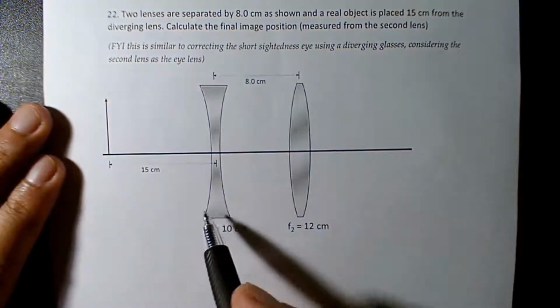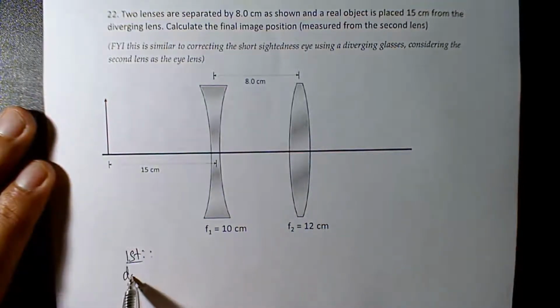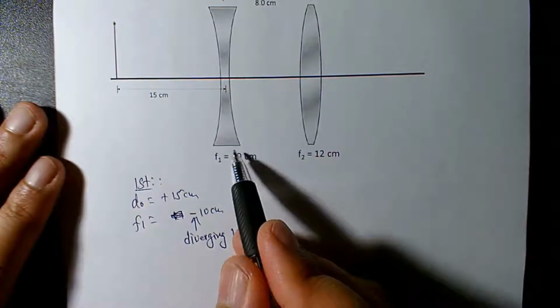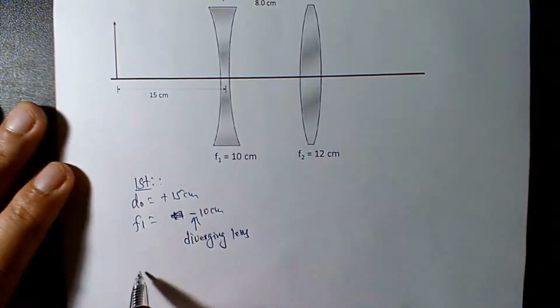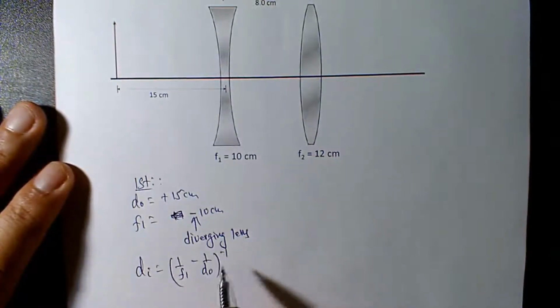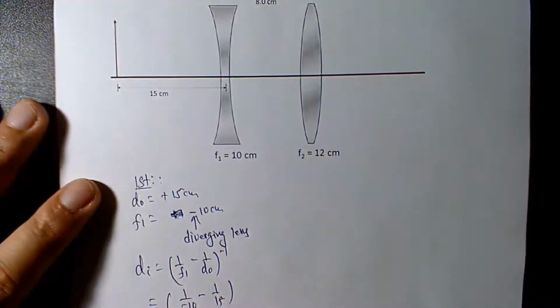So here's the thing again. For the first lens, you have to treat them separately. For the first lens, DO is 15 centimeter, and F1 is negative 10 centimeter, right? Negative because it's diverging. For a diverging lens, the focal length will be negative. Even if it doesn't say, you have to put a negative sign. So what is the image position? Image position: 1 over di is 1 over f1 minus 1 over do. So 1 over negative 10 minus 1 over 15 is going to give you negative 6 centimeter, right?